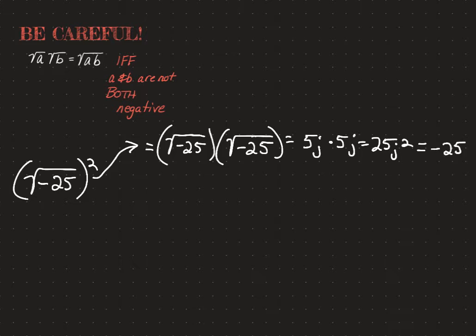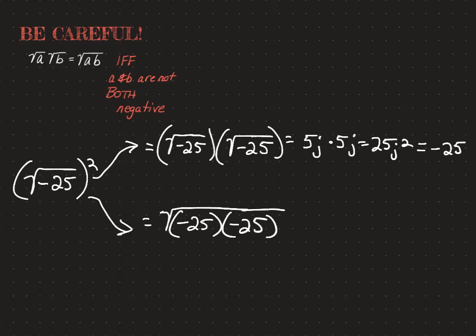On the other hand, if we try to do it this way, and we combine them as negative 25 times negative 25, so we have the negative 25 squared, and we're taking the square root of it, we would get 625 underneath that radical, and that is equal to 25. So be very careful.